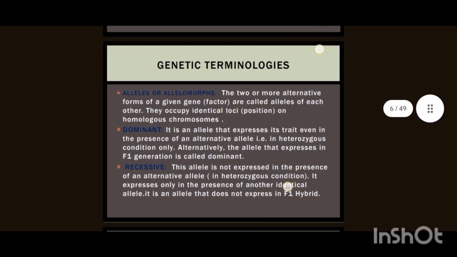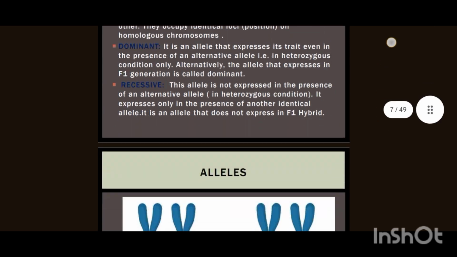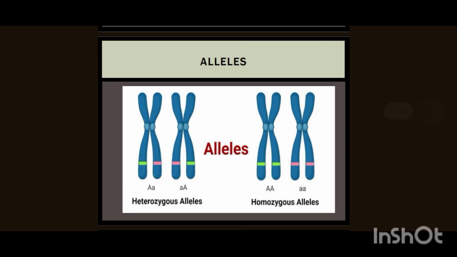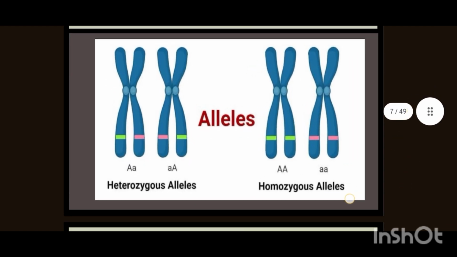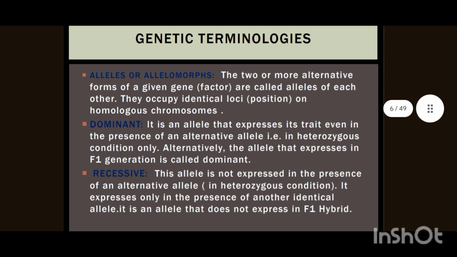Next is allele or allelomorph. The two or more alternative forms of a given gene are called alleles of each other. They occupy identical loci positions on homologous chromosomes. Now look at this picture. Alleles are nothing but two variants of the same gene, either located on the same chromosome or on the sister chromosome. If they are located on the same, it is called a homozygous allele. If they are located on the adjacent sister chromosome, then they are called a heterozygous allele.